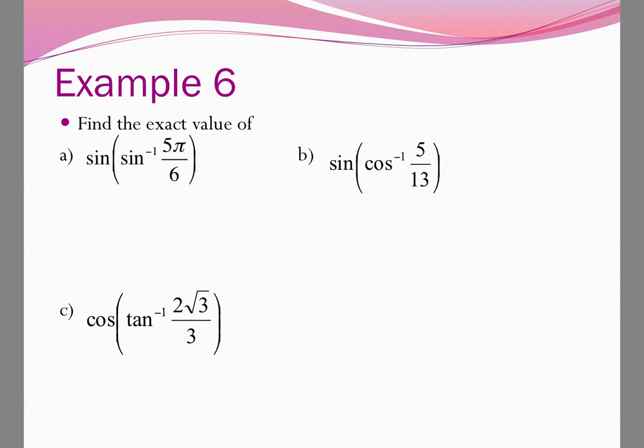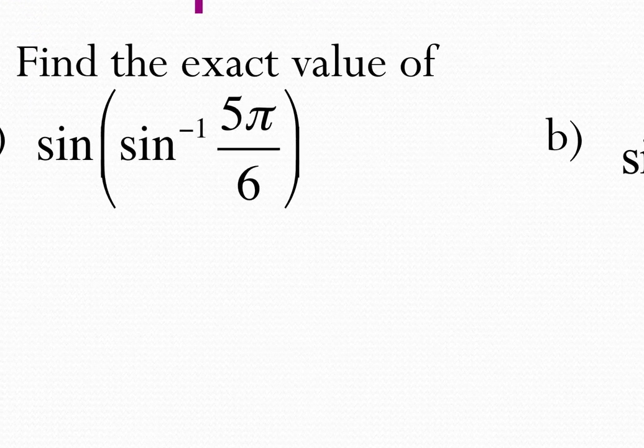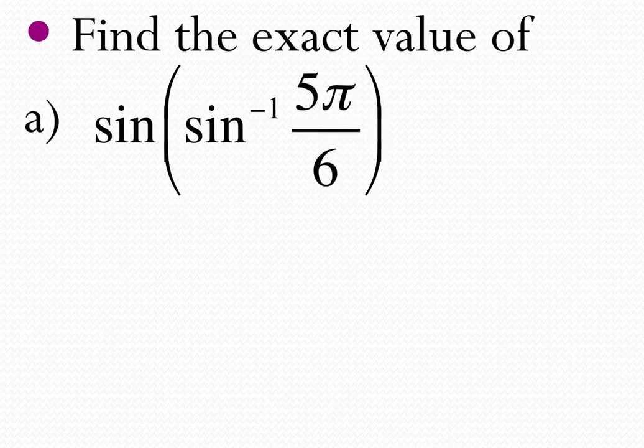So go to A first. This says find sine of sine inverse of 5 pi over 6. So I'm starting innermost parentheses first. If it just said find, wait, this should say sine. Get rid of that -1. That should say sine. You can't find sine inverse of an angle. This should be the reverse, like that. Sorry.